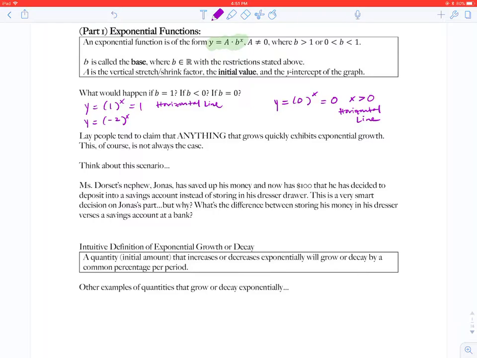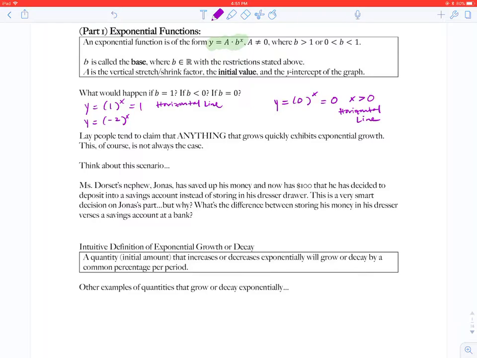The reason that it's a smart decision is because let's say he puts that $100 in his dresser drawer. A year from now, it's still just going to be $100. 2 years from now, it would still just be $100, unless he were actually adding money to it. But nothing's going to happen to it. There's no magic happening to make it grow. But if he puts his money in a savings account where it can earn interest, like let's say that this savings account earns like 2% interest annually.